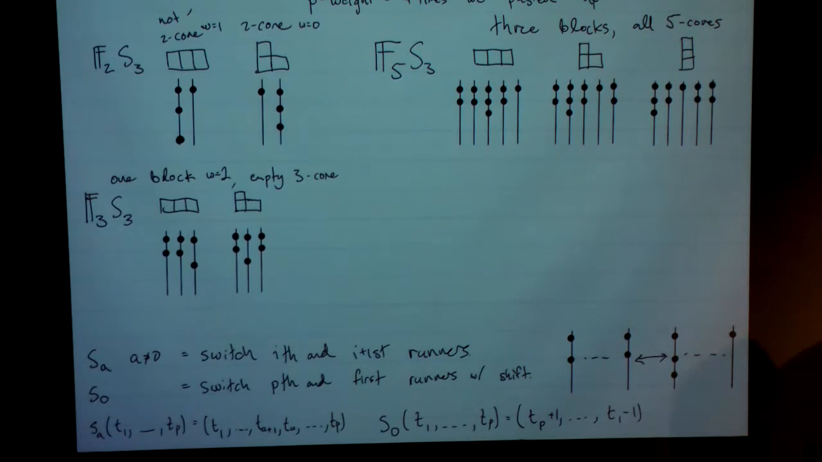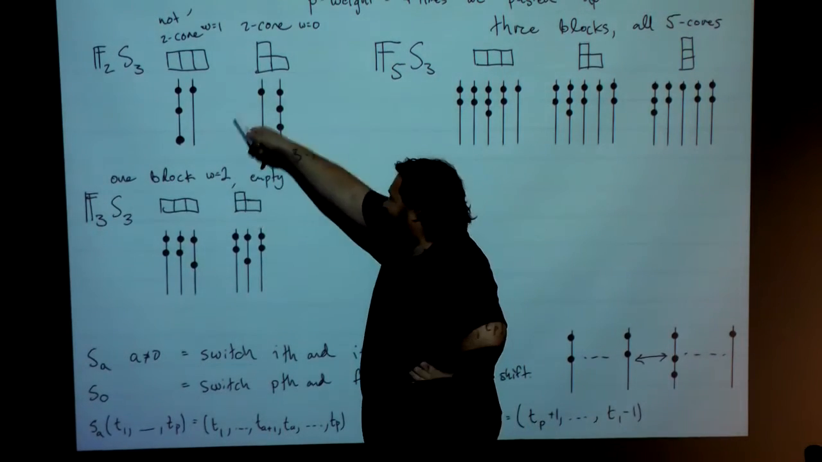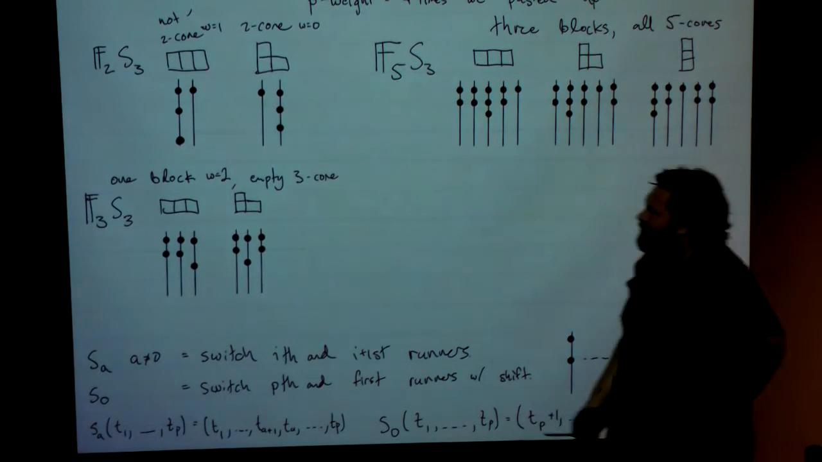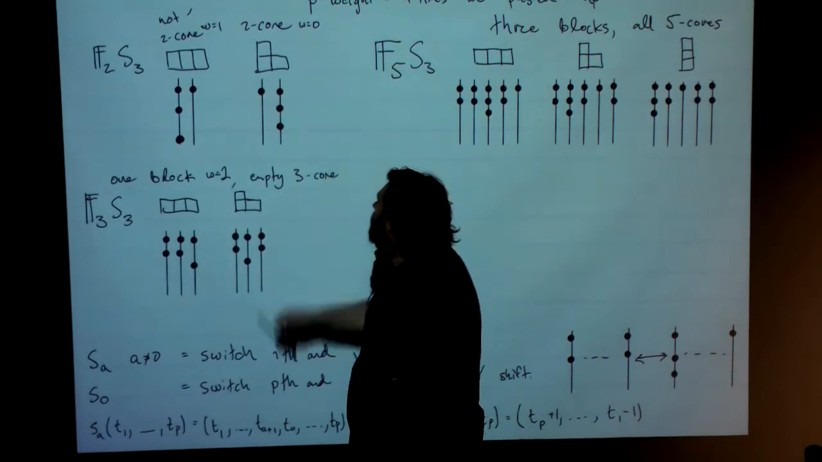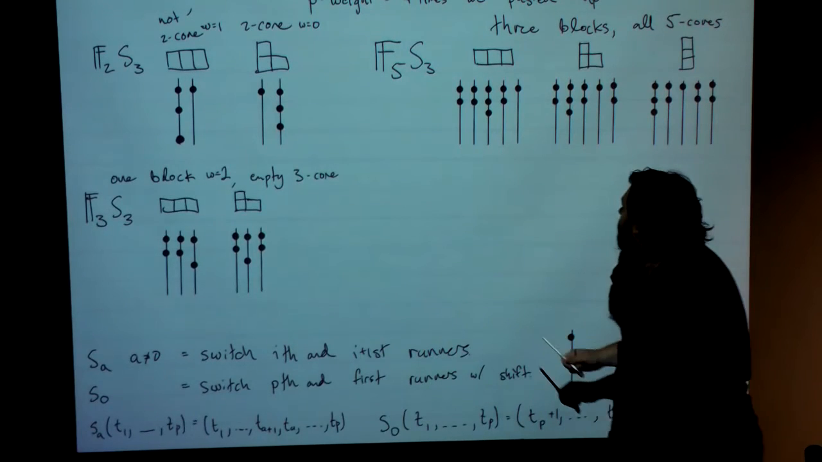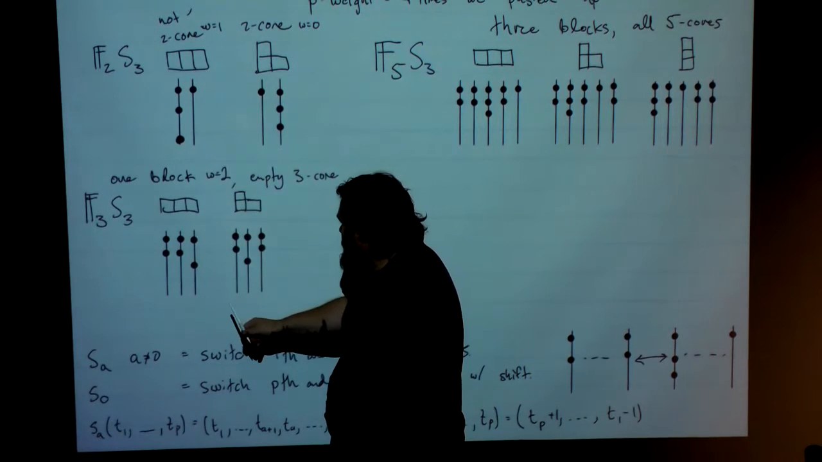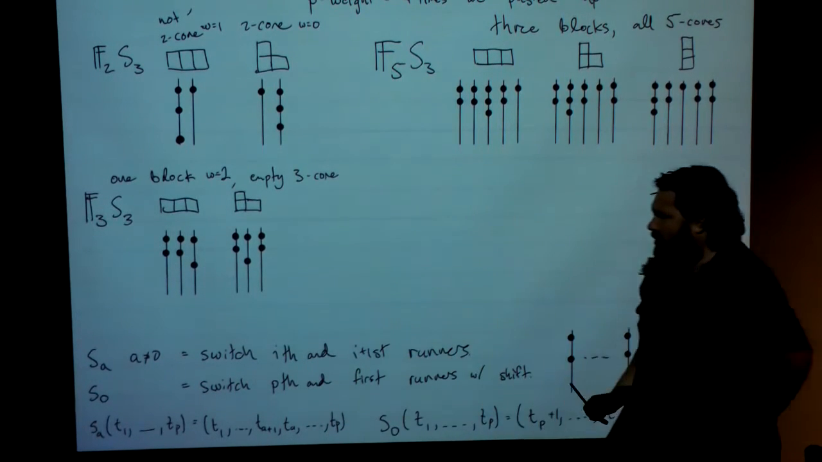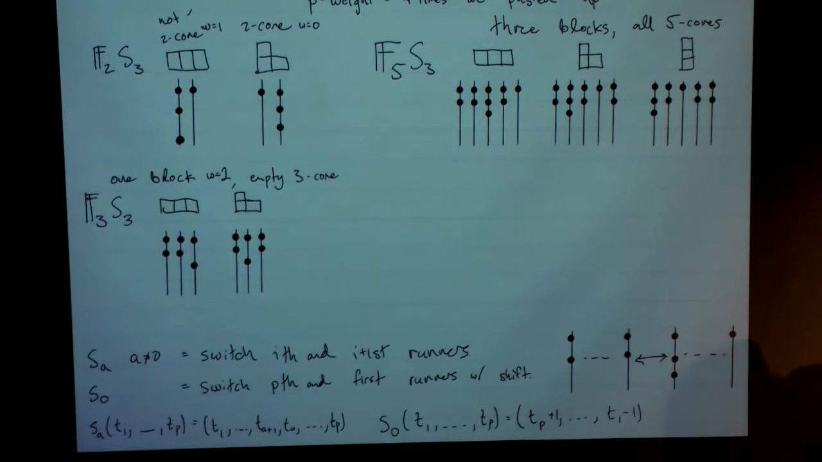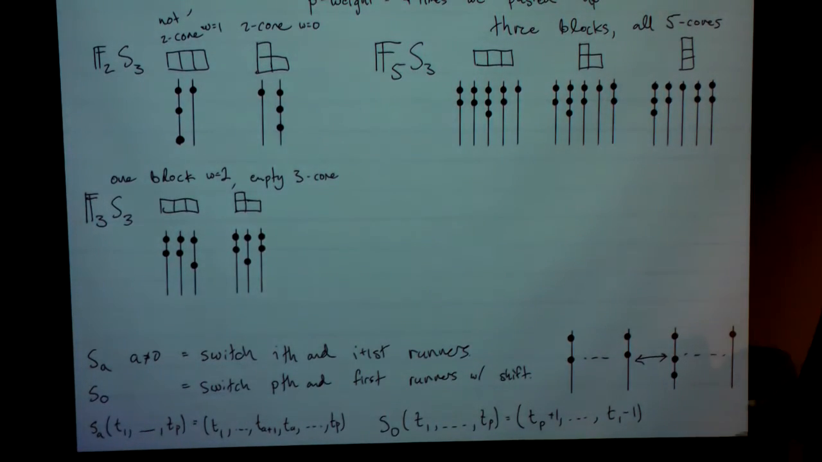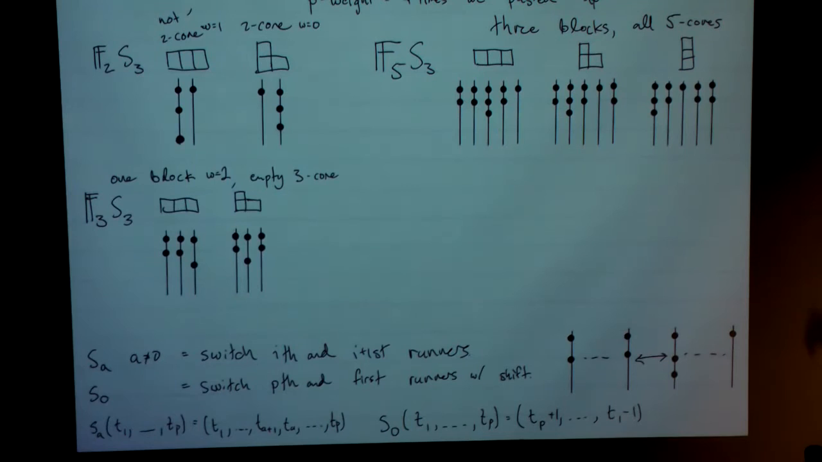Okay, good. Sorry. These guys are not in the same block, so they don't have the same number of beads on each runner, which is good. So this guy is not a 2-core because I can push a bead up. This guy is a 2-core because I can't. Here, I have one block for F of S3, and both of the three-regular partitions have the ability to push a bead up, and I get the empty diagram. And here, if I look at F5, or more generally a bigger prime, I'll get all separate blocks that correspond to different 5-cores.